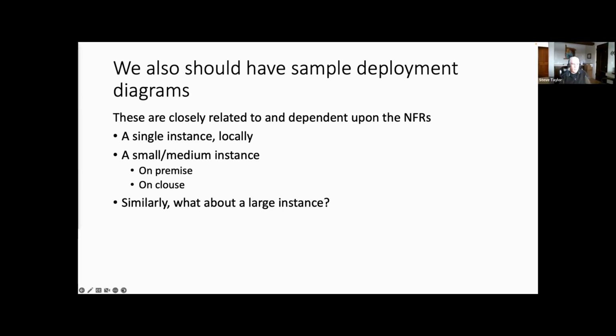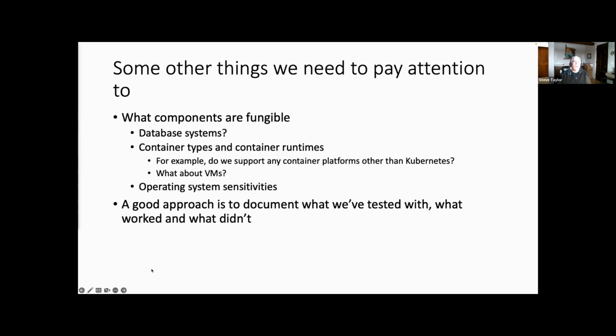Okay, so like fungible components, what should we change out? Is this the only data system we've tested with, but others will probably work? Or is this the only one, and if you break it, then you have to get into the code. It's open source, you can. And here's where you should look. So those are kinds of things.